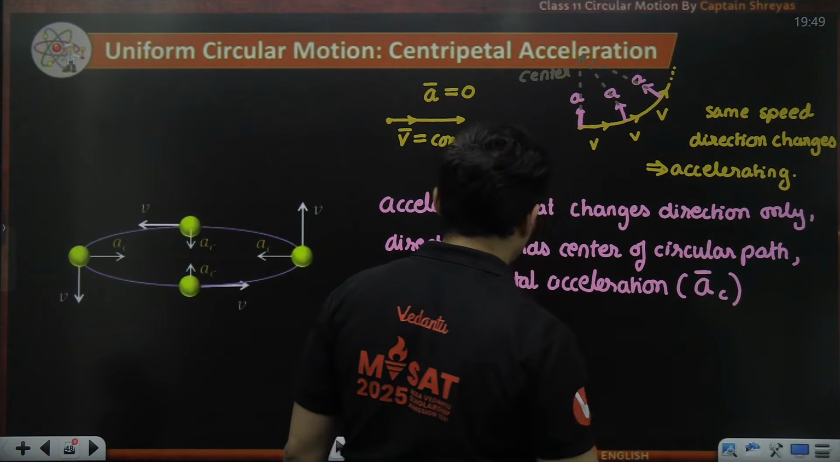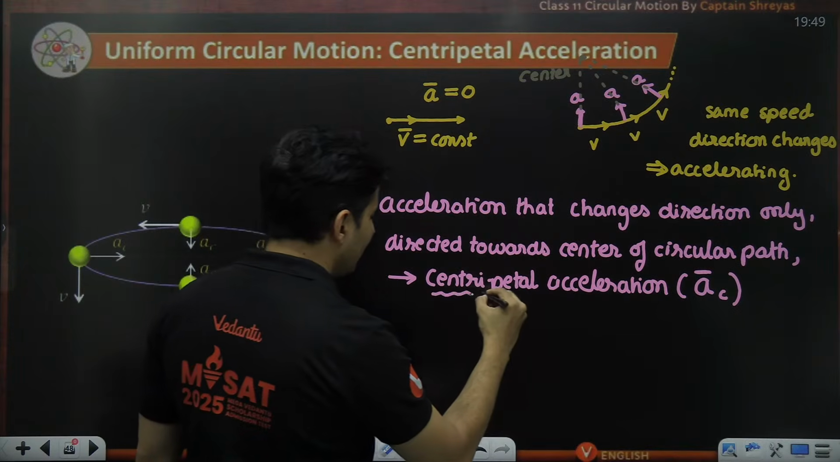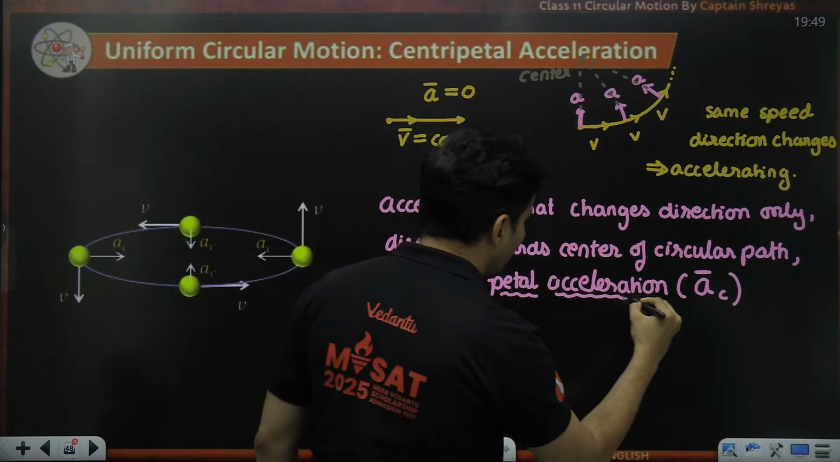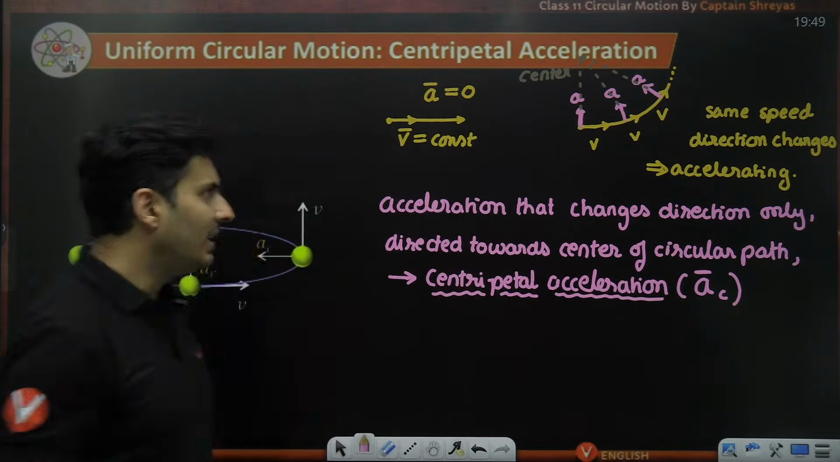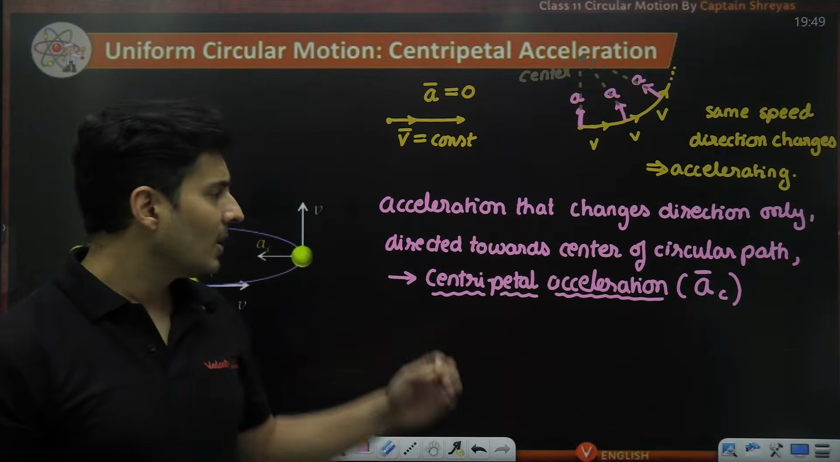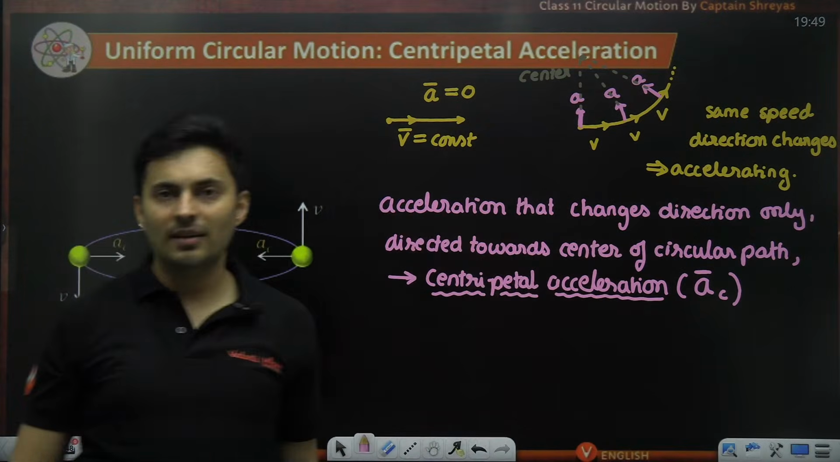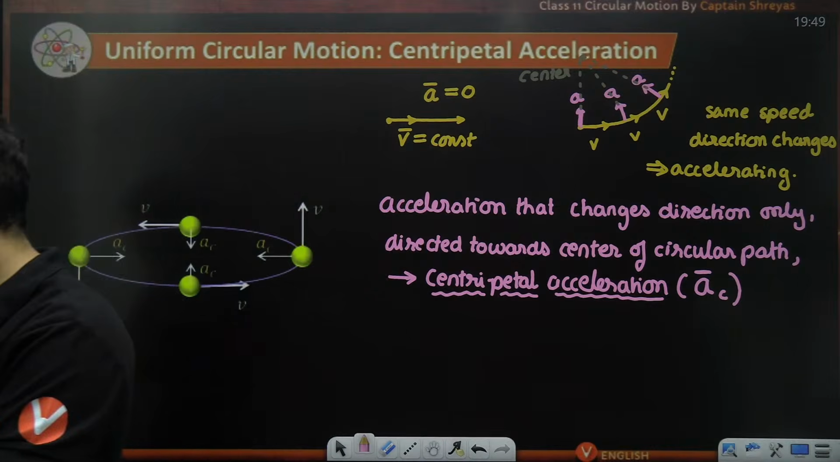It's a vector, so put a bar. So that is called centripetal. Petal means towards the center. So that is why centripetal acceleration. And what does it do? It is only responsible to change the direction alone.